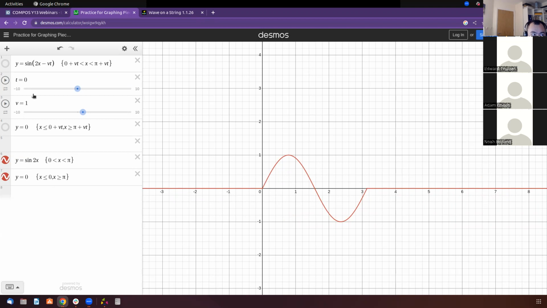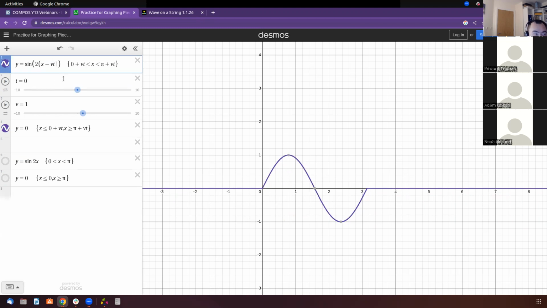Okay, now I change this to 2x minus vt. So here it is. 2x minus vt. Now v in this case is 1 and t is 0. So look what happens as time goes on. Look what happens when I increase the time. The wave is traveling. As time goes on, the wave is traveling.